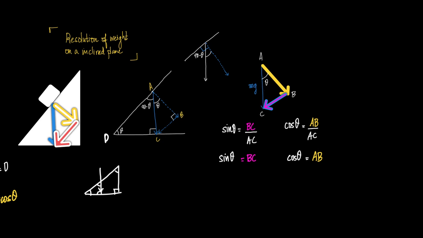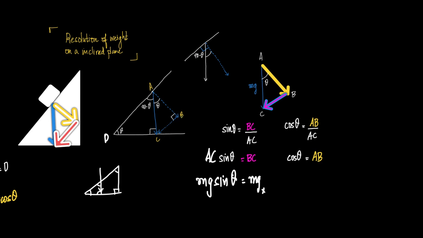And if this is theta, what is sine theta? Opposite by hypotenuse. What is opposite? BC. Hypotenuse, which is AC. So what is BC equal to? BC will be equal to AC into sine theta. What is AC? AC is mg. So we have mg sine theta is equal to BC. We can write BC as the horizontal component of weight, mgx, which is mg sine theta.